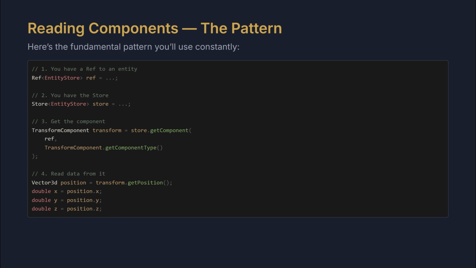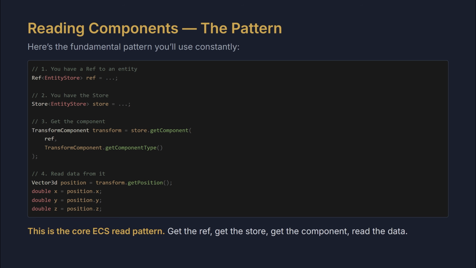And then when we get the component from the store, we can read data from it. In this case, the transform component, and get the position X, Y, and Z. And this is the core ECS read pattern. Get the ref, get the store, get the component, read the data.